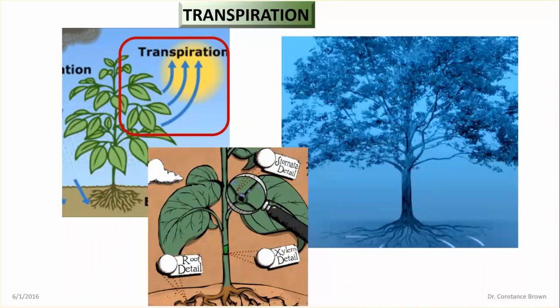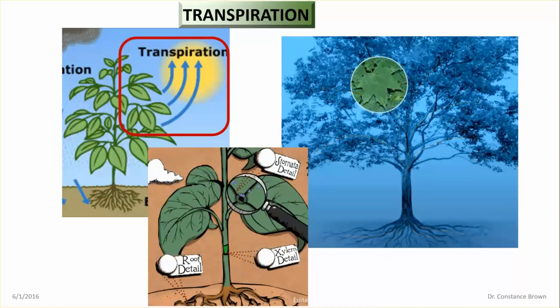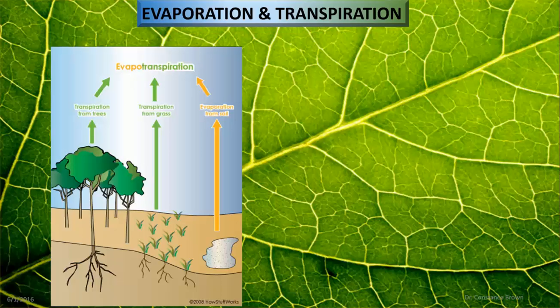Transpiration is the process by which moisture is carried upward through the plant from the roots to the small pores on the underside of the leaves, where it changes to a vapor and is released into the atmosphere. Transpiration is essentially evaporation of water from plant leaves. The combined process of evaporation and transpiration is called evapotranspiration.